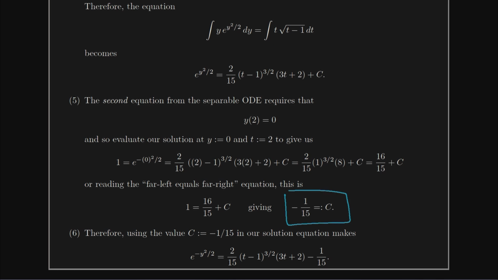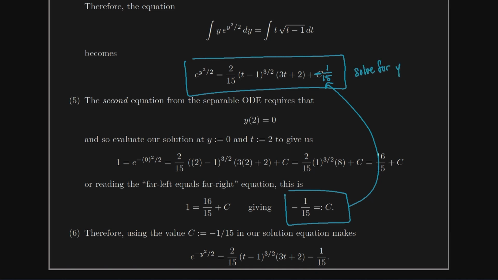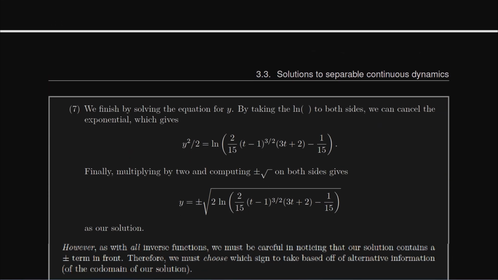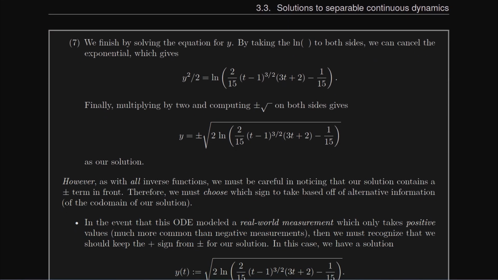Well, since c is negative 1/15, we can go ahead and plug it in up here, negative 1/15. And now we have an implicit solution which includes the initial condition. And then we just need to solve for y. Our last step in step 7 is going to be to solve for y. If I scroll down to the next page, we're going to finish by solving for y.